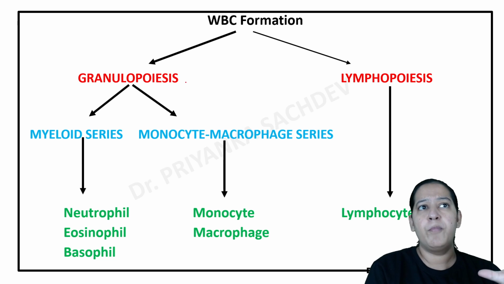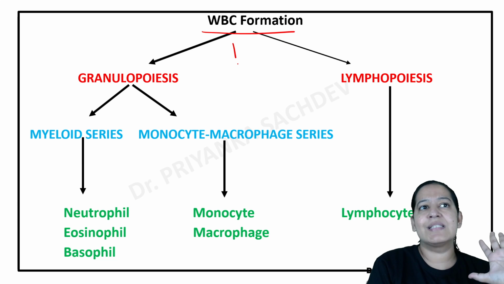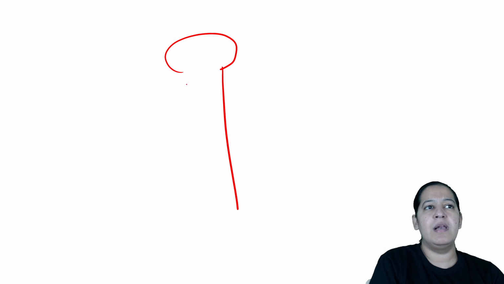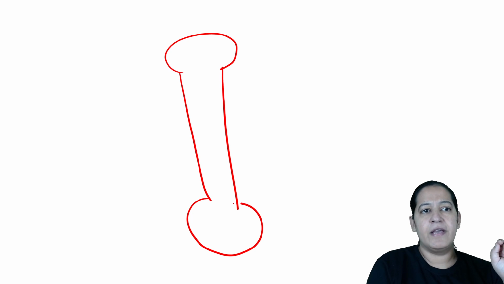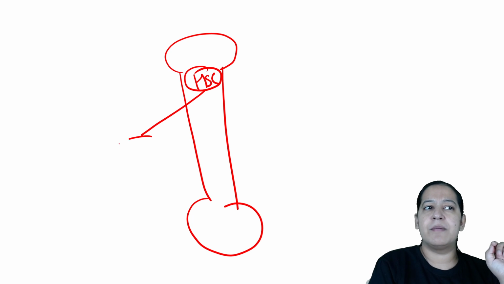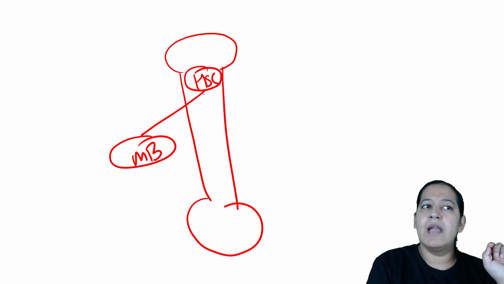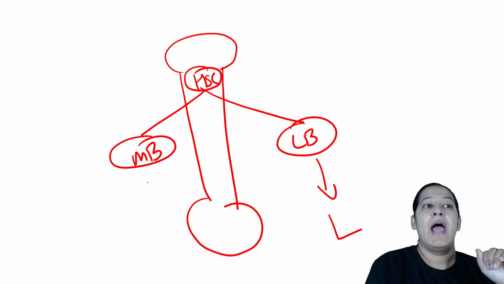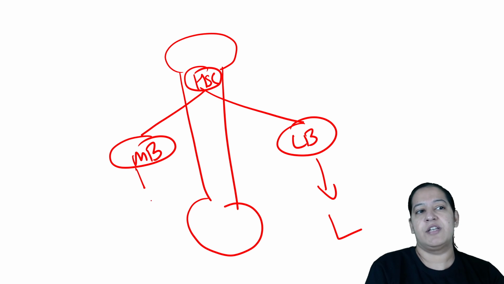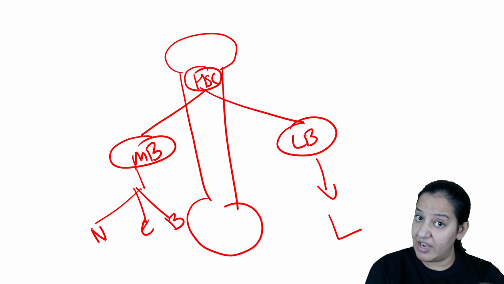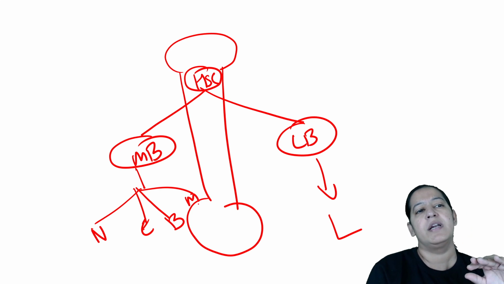So in granulopoiesis, the formation of WBC, all the cells are formed from a single cell, the hematopoietic stem cell. Let me draw a bone marrow for you. In the bone marrow, the first cell is the hematopoietic stem cell. From it, myeloblast is formed and lymphoblast is also formed. Lymphoblast gives rise to lymphocytes, and myeloblast gives rise to the rest of the WBC, that is neutrophil, eosinophil, basophil. These are the granulocytes, and from the agranulocytes it is monocyte.